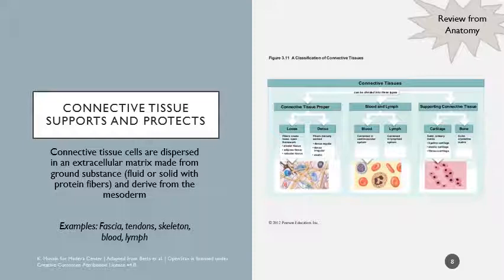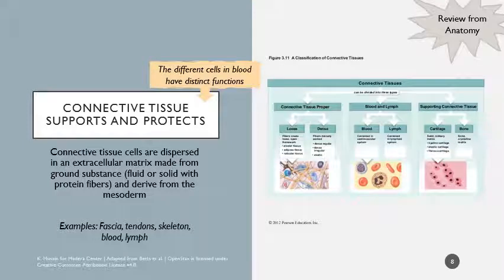It can be fluid, it can be solid, it can have different types of fibers in it. So things ranging from bone to cartilage to blood and lymph to different types of fat. All of those are referring to these connective tissues. So fascia, tendons, skeleton, blood, and lymph are all common examples. So we'll be thinking about the role that the skeleton plays, the bone tissue plays in this as well.